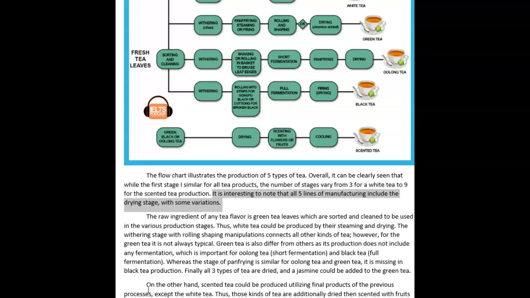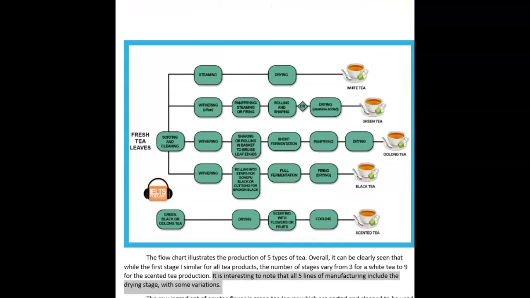It was just a little complicated because in my mind, you know what I like to do? I'll give you an example. We don't actually have a sample of this, but I'll tell you how I would organize it. I would do exactly what you did, actually, not exactly. What I would say is that for all four tea types, the first and last stages are common. So they're all sorted and cleaned first, and at the end, they all have some sort of drying process.